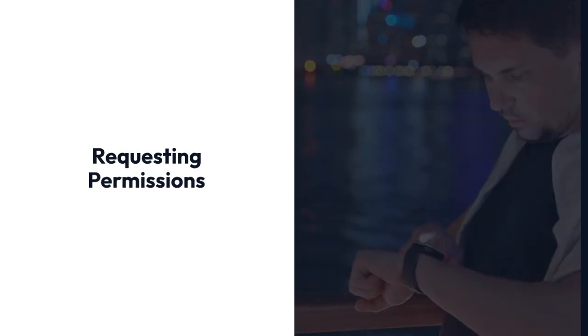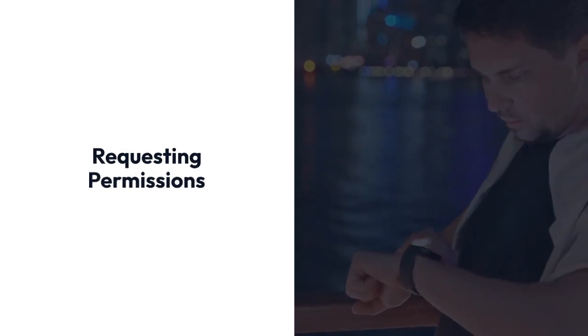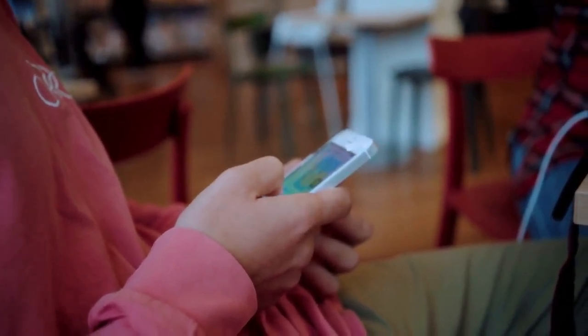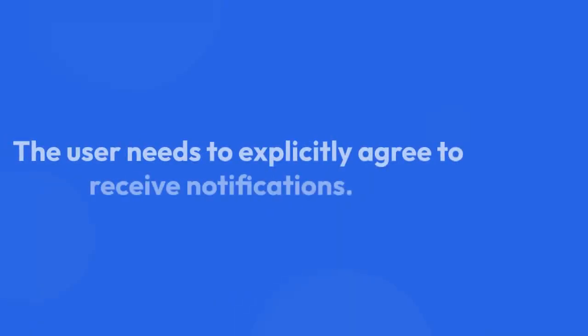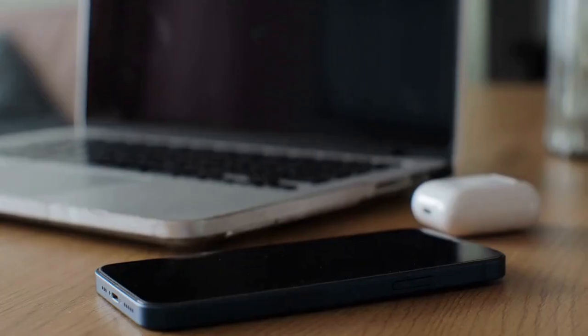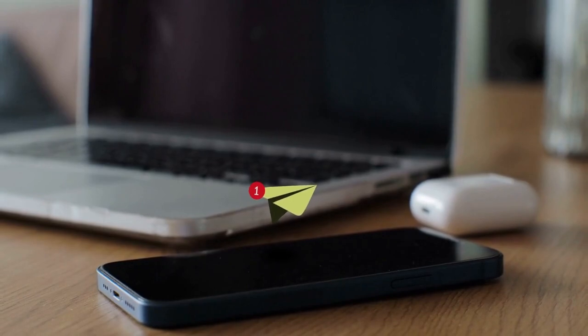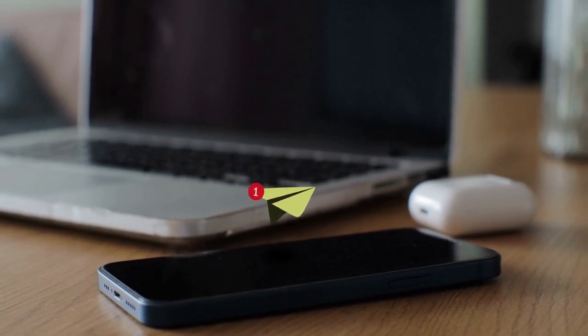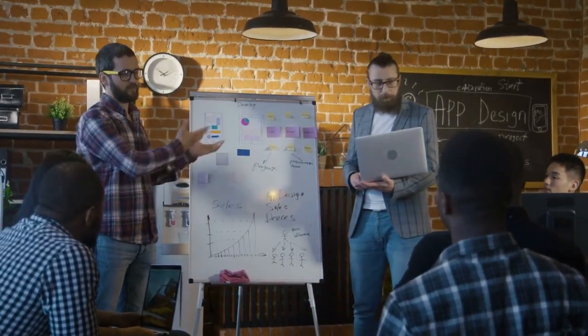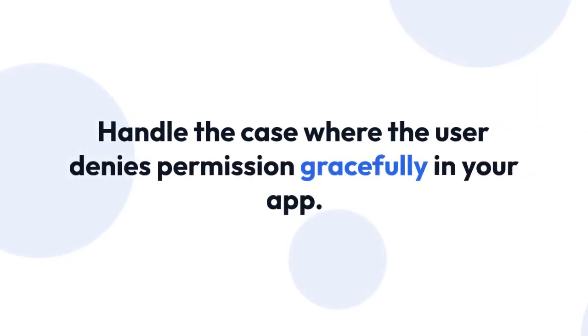2. Requesting permissions. Before you can get a device token, you absolutely must request permission from the user. This is crucial for user privacy and a positive user experience. The user needs to explicitly agree to receive notifications. The prompt will usually look something like, "Allow app name to send you notifications." If they don't grant permission, you won't get a token, and you can't send them notifications. Handle the case where the user denies permission gracefully in your app.